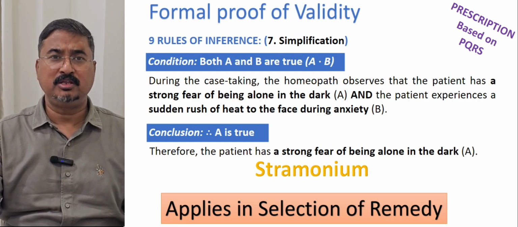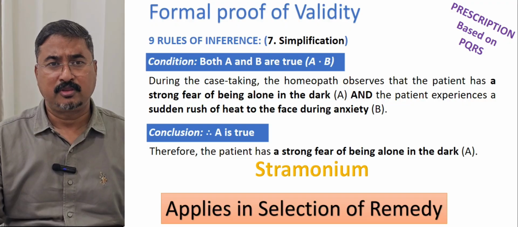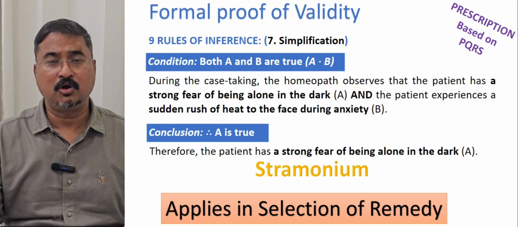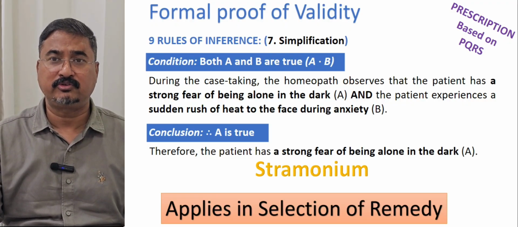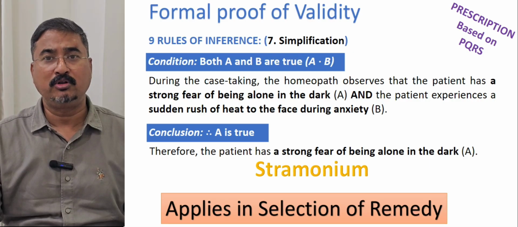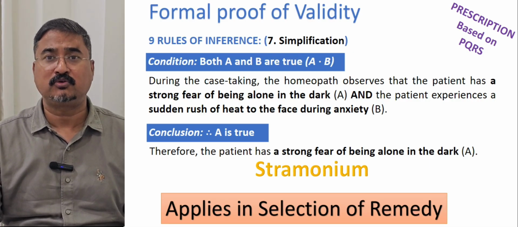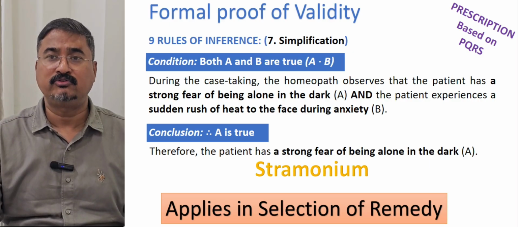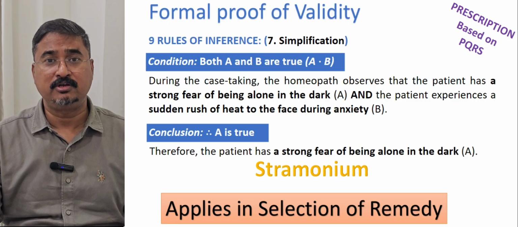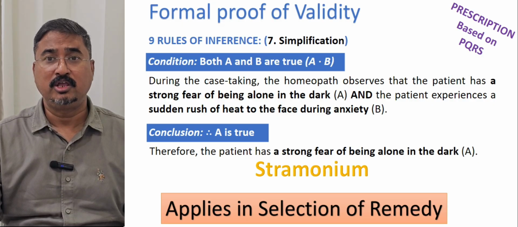What does this mean in clinical research? By using simplification, the homeopathic researcher temporarily isolates the symptom of fear of being alone in the dark and gives it special attention. Although the sudden rush of blood to the face may be found in several remedies such as belladonna or ferrum, the peculiar fear of darkness and solitude is a much more characteristic symptom.